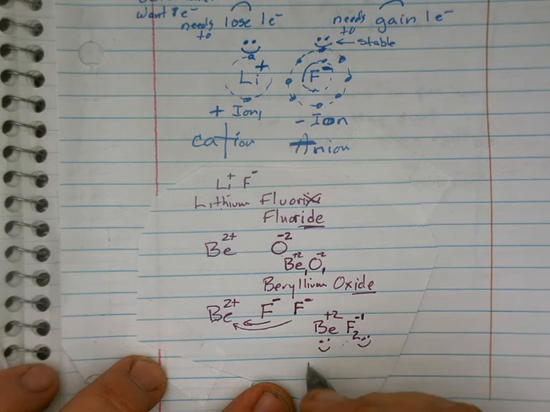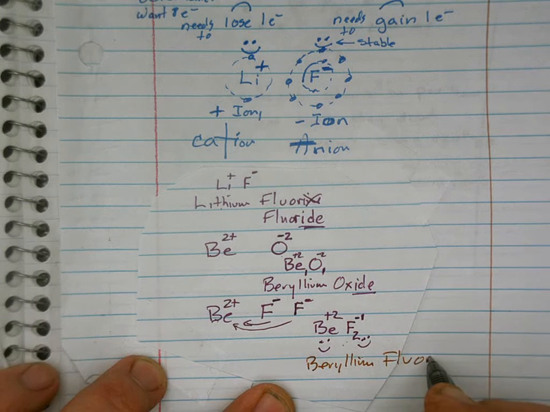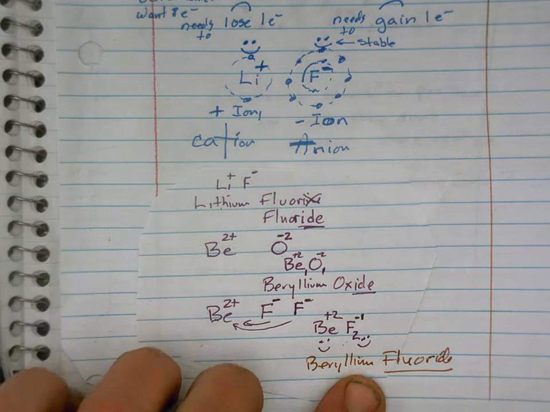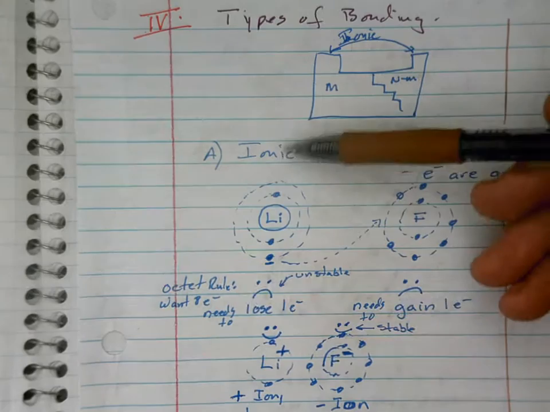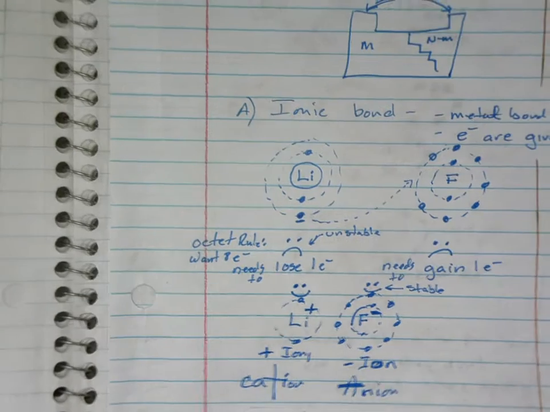So maybe I should write that. Beryllium fluoride, F-L-U-O-R-I-D-E, beryllium fluoride. So now we're going to go on to, this was ionic bonds, this was part A. We're going to now do part B under types of bonding.